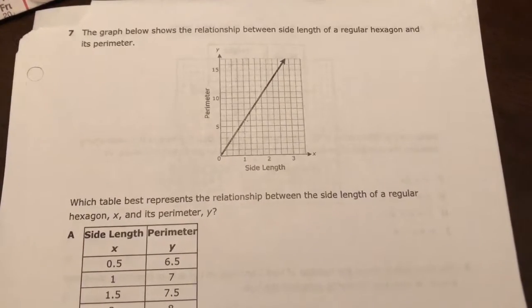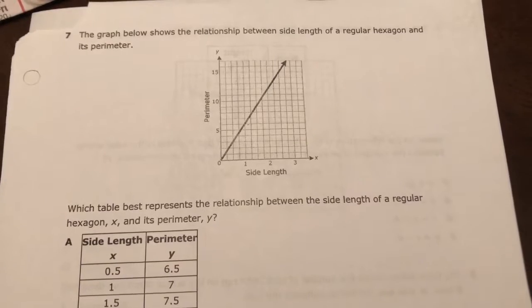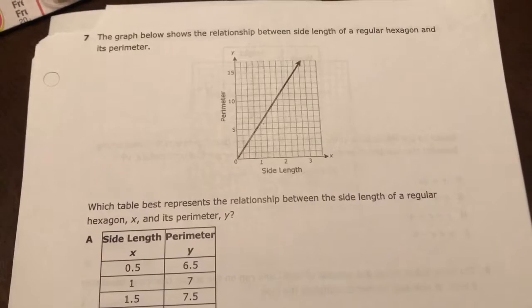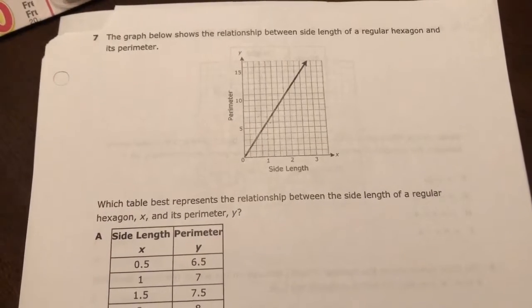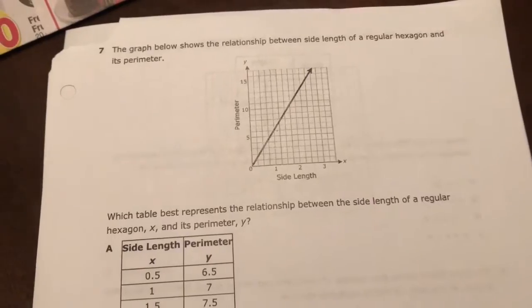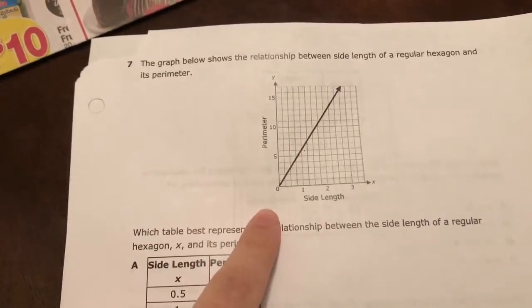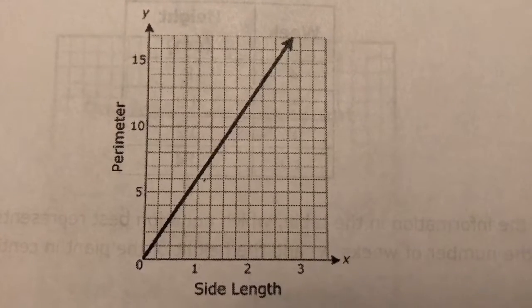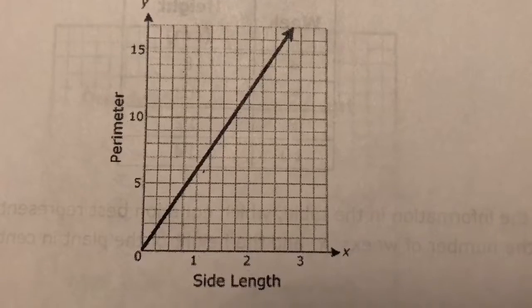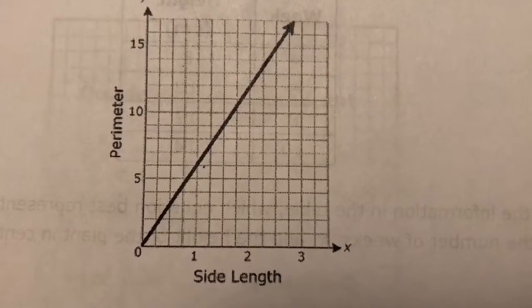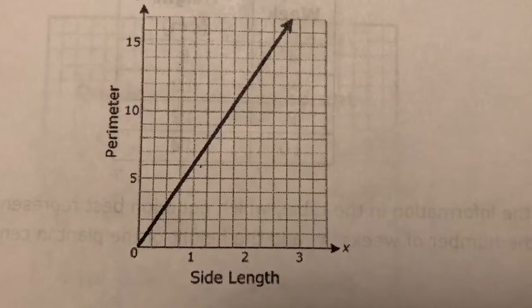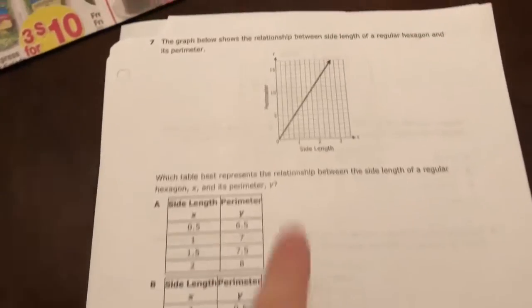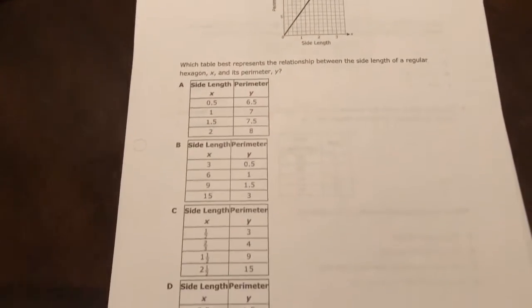The graph below shows the relationship between the side length of a regular hexagon and its perimeter. Which table best represents the relationship between the side length of a regular hexagon X and its perimeter Y? Make a T-chart. And then match the T-chart that you make from the graph to one of the answer choices below.